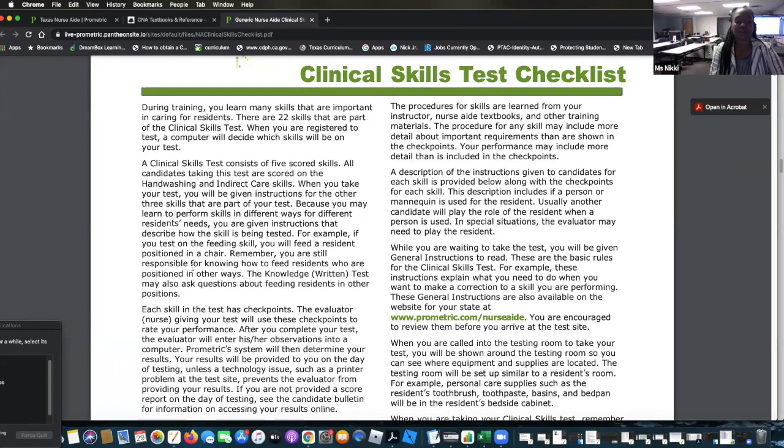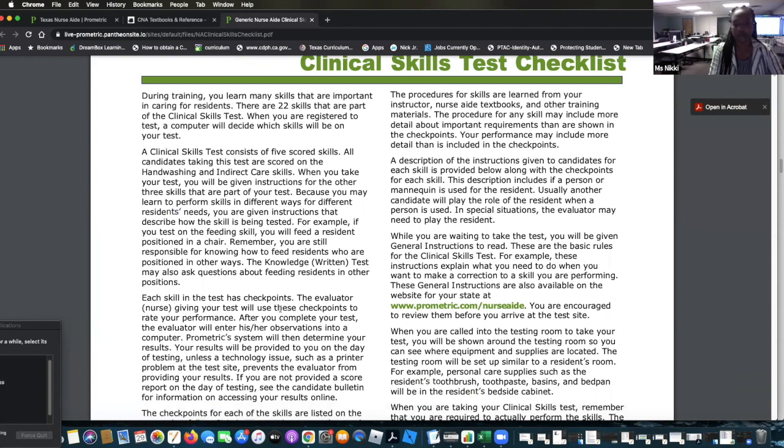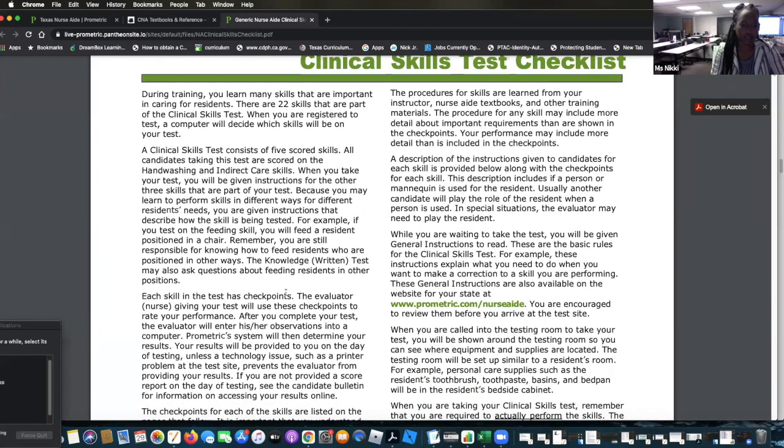Remember, you are still responsible for knowing how to feed residents who are positioned in other ways. So if they're laying flat, can you feed a person? Absolutely not. They have to sit all the way up, 85 to 95 degrees, or something tolerable. 75 is the lowest. And they have to stay in that position even afterward, for 30 minutes to an hour, to make sure that they don't aspirate.